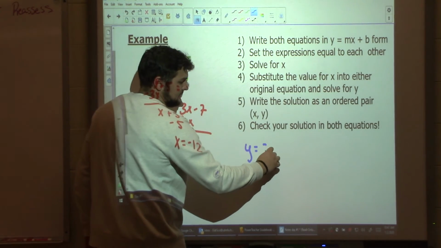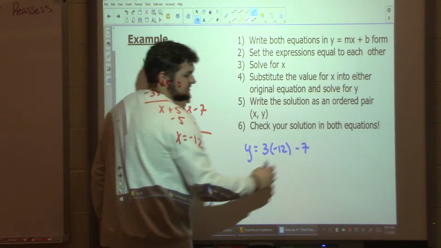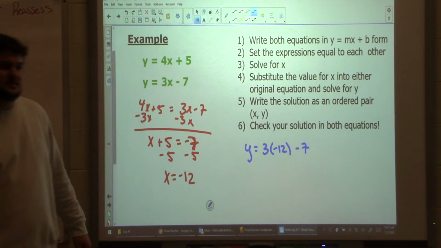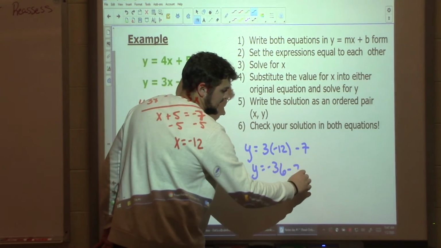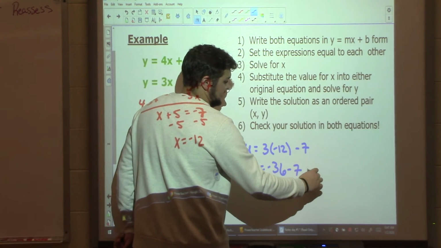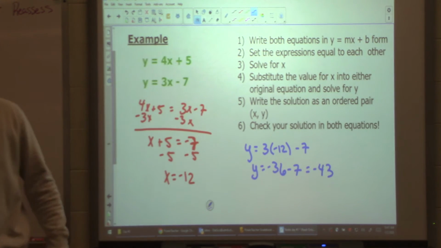y equals 3 times negative 12 minus 7. 3 times negative 12 gives me negative 36. Minus 7. Negative 29. Careful. Oh, no. Negative 43, right? We're subtracting off a negative. Very careful. So y is negative 43.